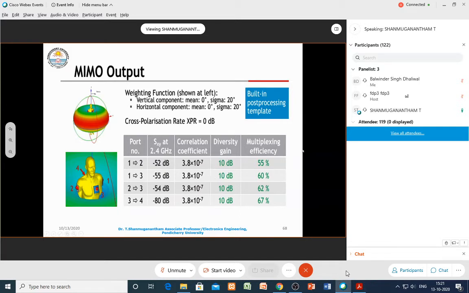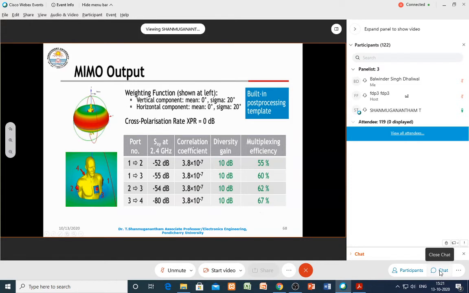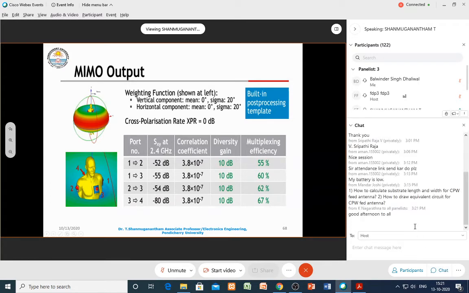Also here, this is the MIMO output for this case. Four antennas, so 2 by 2 cases. For ports 1 to 2, 2 to 1, 2 to 3, 1 to 3, 3 to 4, the correlation between diversity gain and multiplexing efficiency was analyzed. Here the efficiency is 55% to 67%.